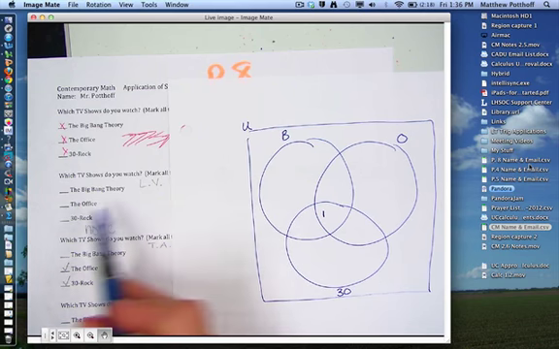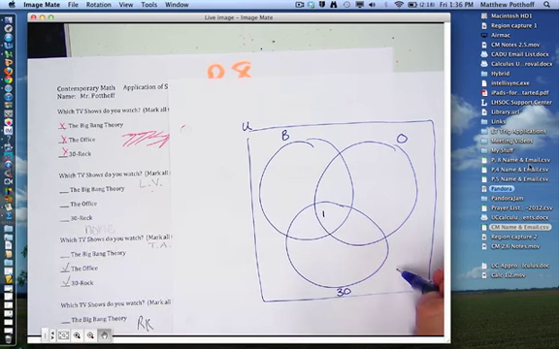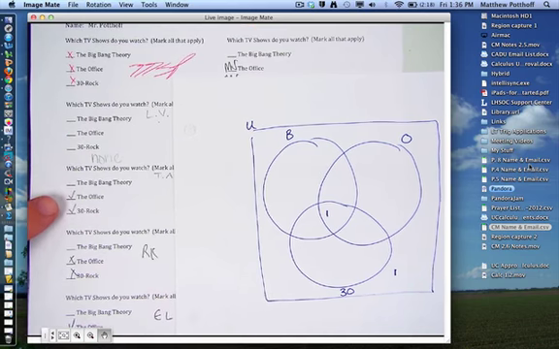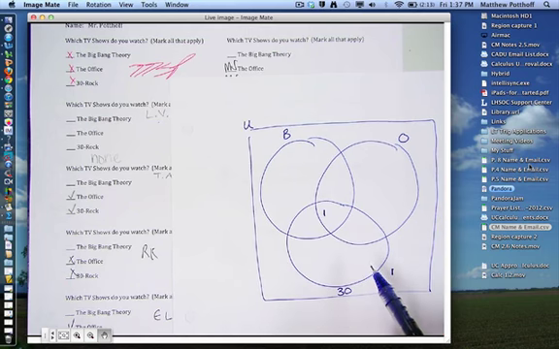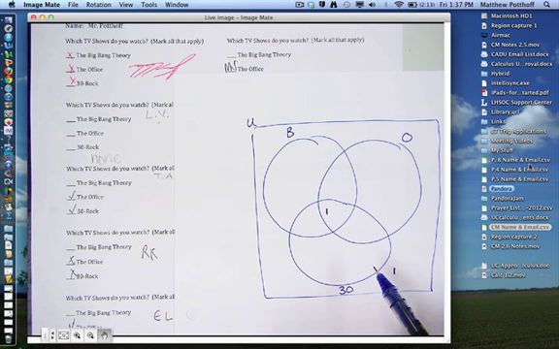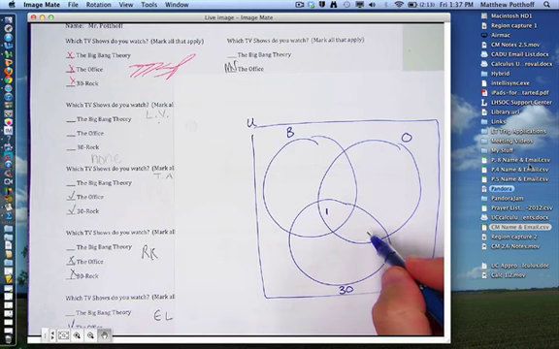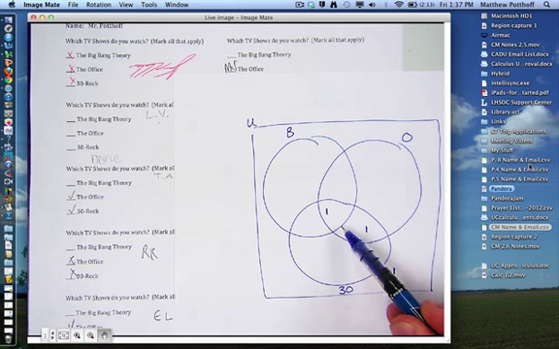Now this next person didn't mark any, so they would go out here in region 8, because they don't watch any of them. This next person watches The Office and 30 Rock only. They don't watch The Big Bang Theory. So I'm going to put them in both of these sets, but not in The Big Bang Theory. Now, very important that each person only gets 1 tally mark in the Venn diagram. So you don't put them in Office and in 30 Rock. You put them right here. So this region is Office and 30 Rock, but not Big Bang Theory.